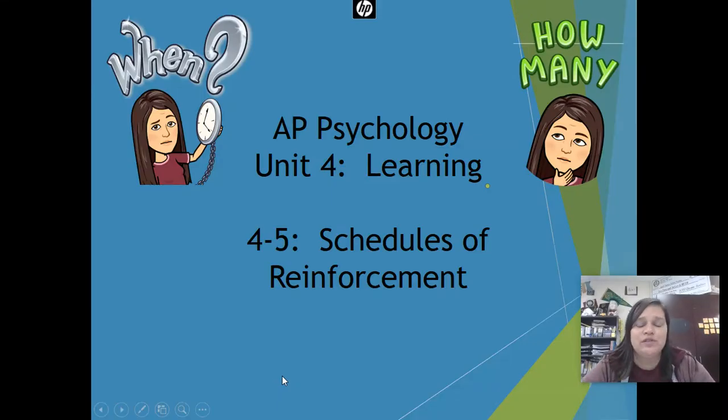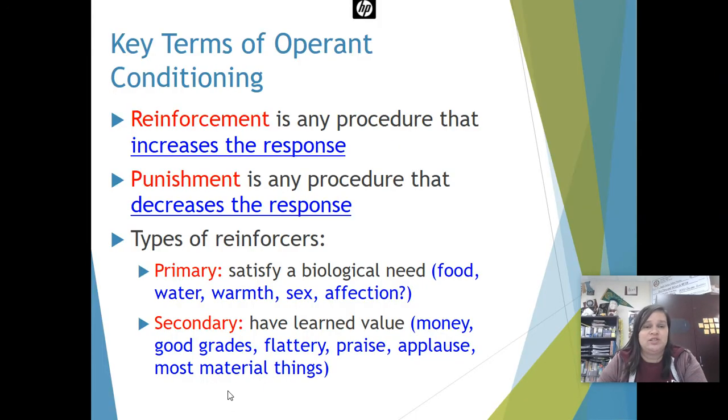Hello, these are flipped notes 4-5 on schedules of reinforcement, which is part of operant conditioning in Unit 4 of learning. This time, my Bitmoji is asking a couple questions like when and how many, which are questions we might ask when we're talking about rewards and punishments. When will the reward happen? How many times can I do this before I get my reward or before I get punished? And those are questions that we'll answer today.